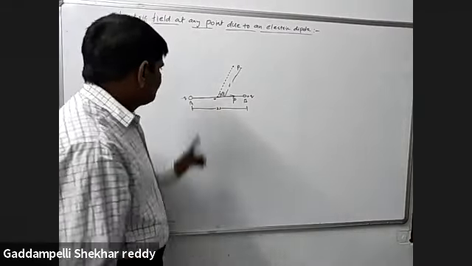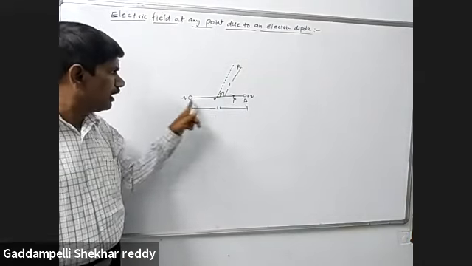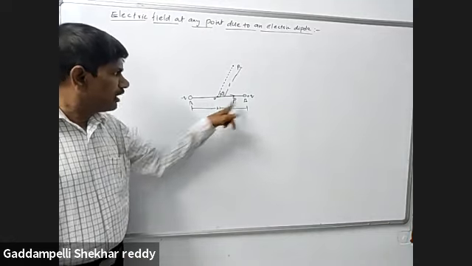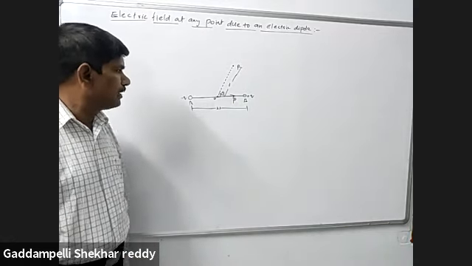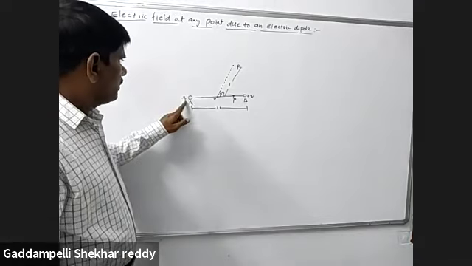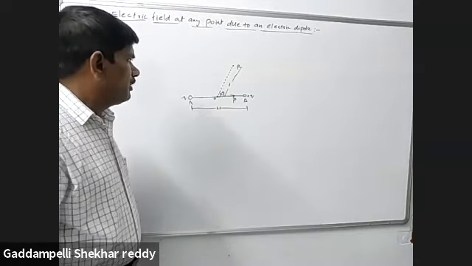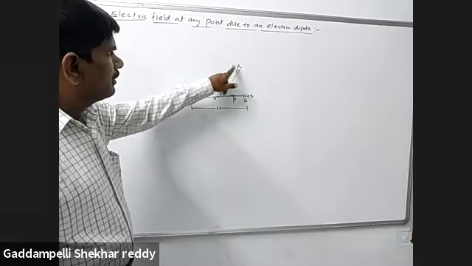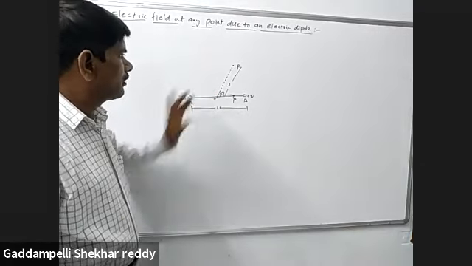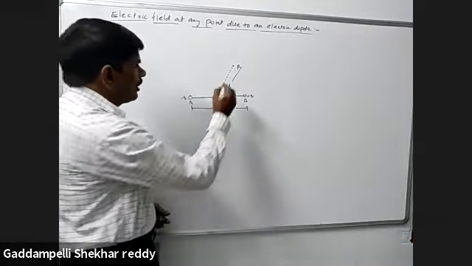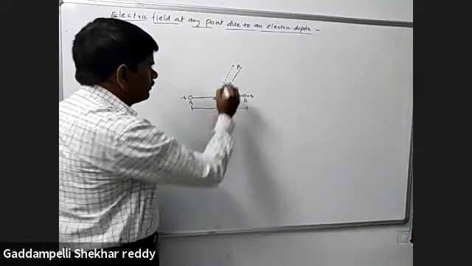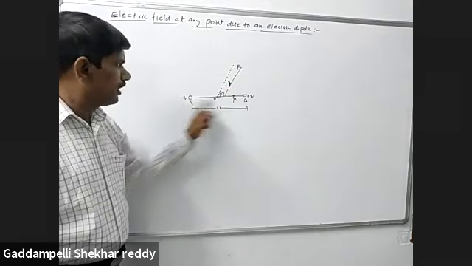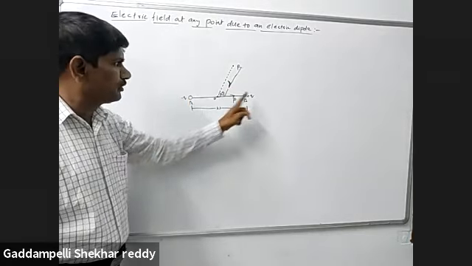So once again, consider a dipole AB of length 2L, with minus charge at point A and plus charge at point B. Let point P be at a distance r from the center of the dipole, making an angle theta with the dipole axis, which runs from the negative charge to the positive charge.